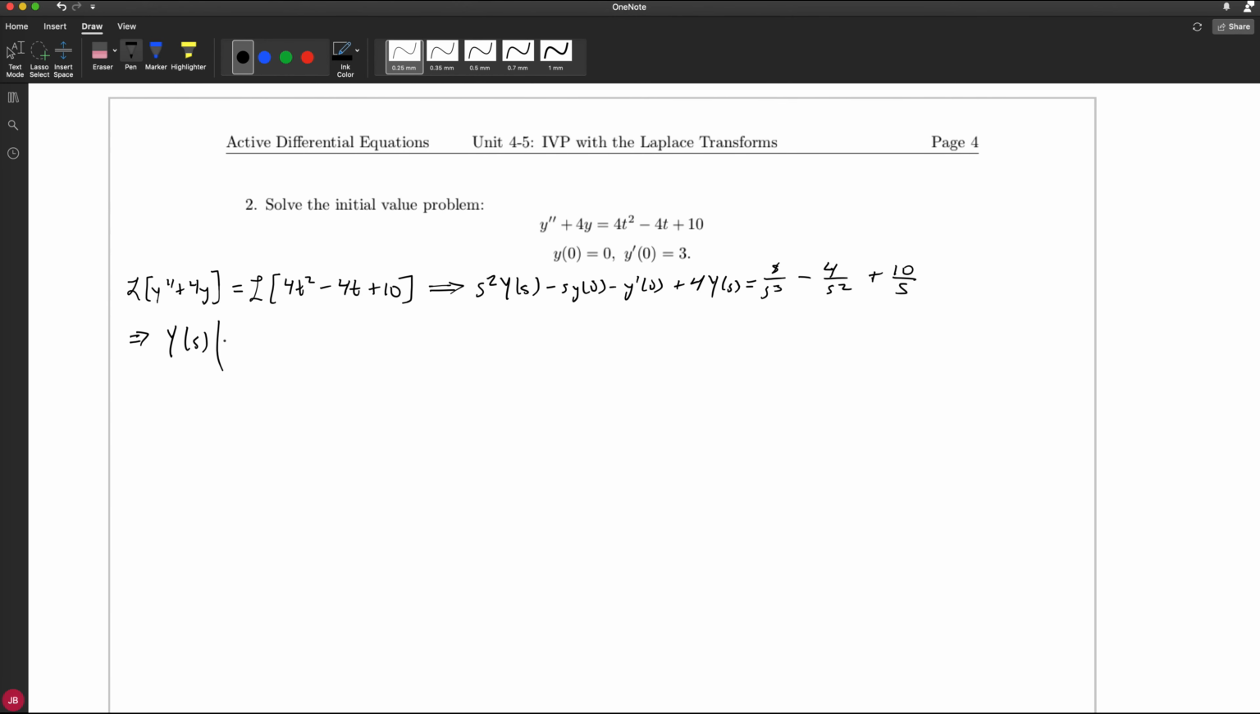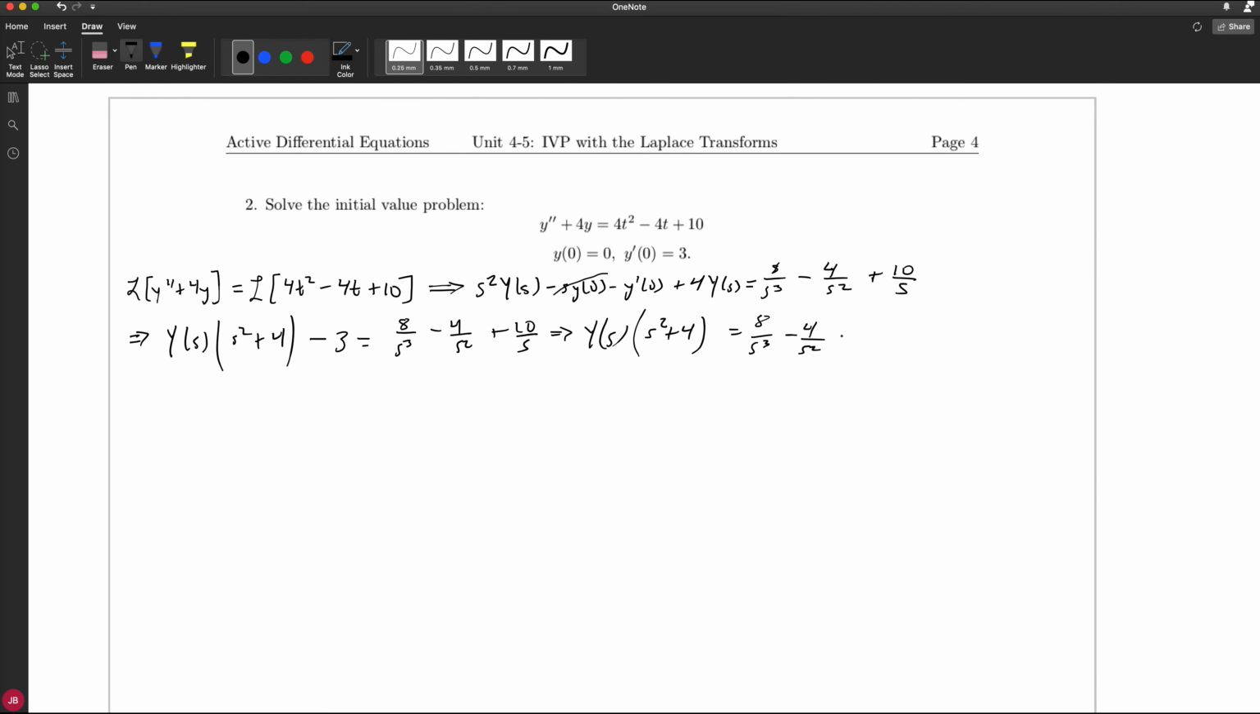If we now simplify this, we get the following: Y of s times s squared plus 4 is going to be, well, little y of 0 is 0, so this term actually vanishes. And I just get minus 3 equals 8 over s cubed minus 4 over s squared plus 10 over s, right? And now I'm going to add 3 to both sides.